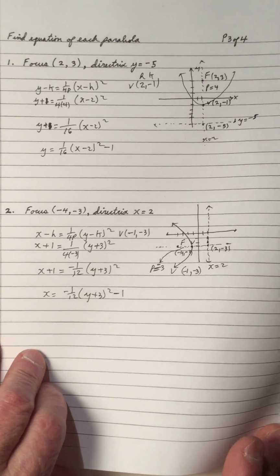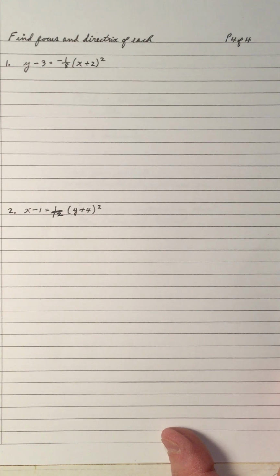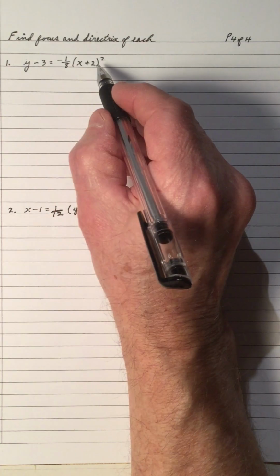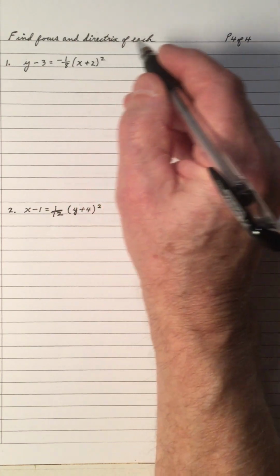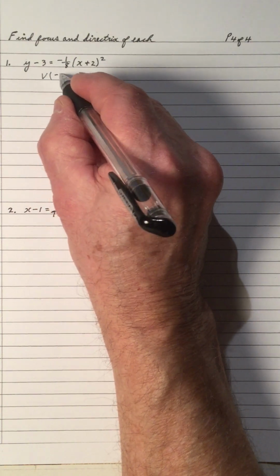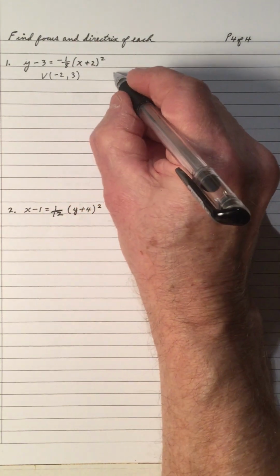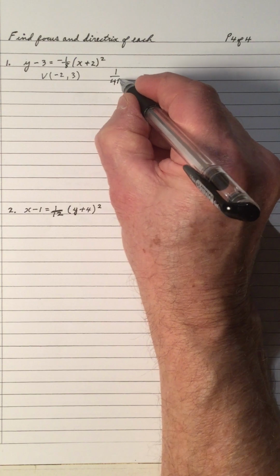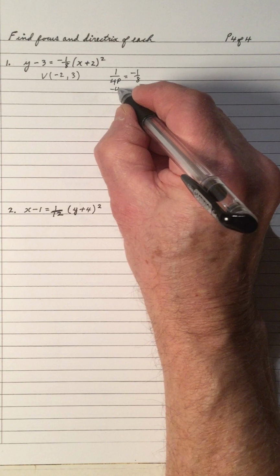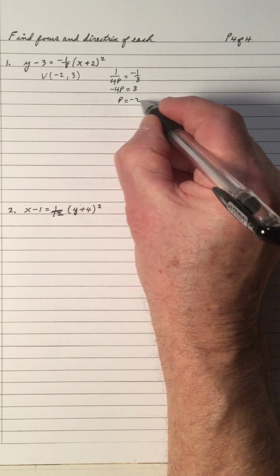But either equation will do. Okay, let's find the focus and the directrix of each of these equations. So we have a parabola because we got y and x squared. So in this form, we have a vertex. Opposite of +2 is a -2. The opposite of a -3 is a +3. So that's the vertex. We have 1 over 4p is equal to -1/8. So that means -4p is equal to 8. Divided by -4p is -2.